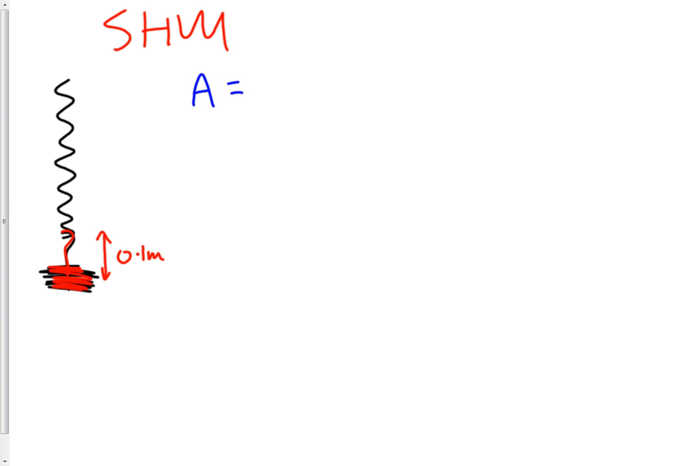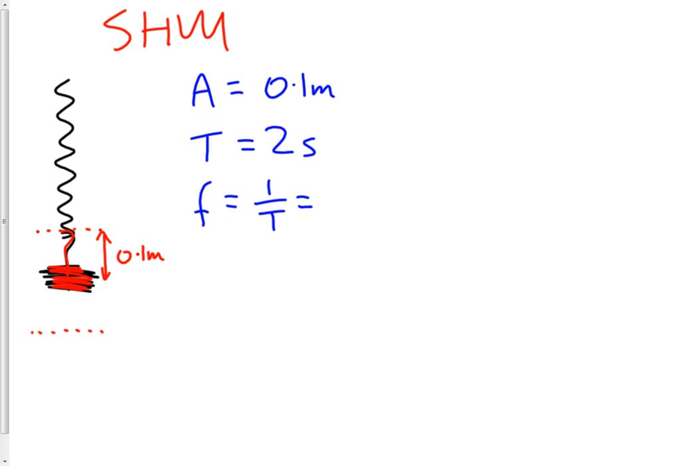the amplitude is going to be 0.1 meters, because it starts off 0.1 meters above equilibrium, then it's going to go 0.1 below, and then back up to 0.1 above. Let's just say, for the sake of argument, that the period of the oscillation is 2 seconds. Therefore, the frequency, which is 1 over the period, is 1 over 2, which is 0.5 Hertz. So this is our system. It's a simple harmonic oscillator. It's a mass on a spring, and these are the key parameters.